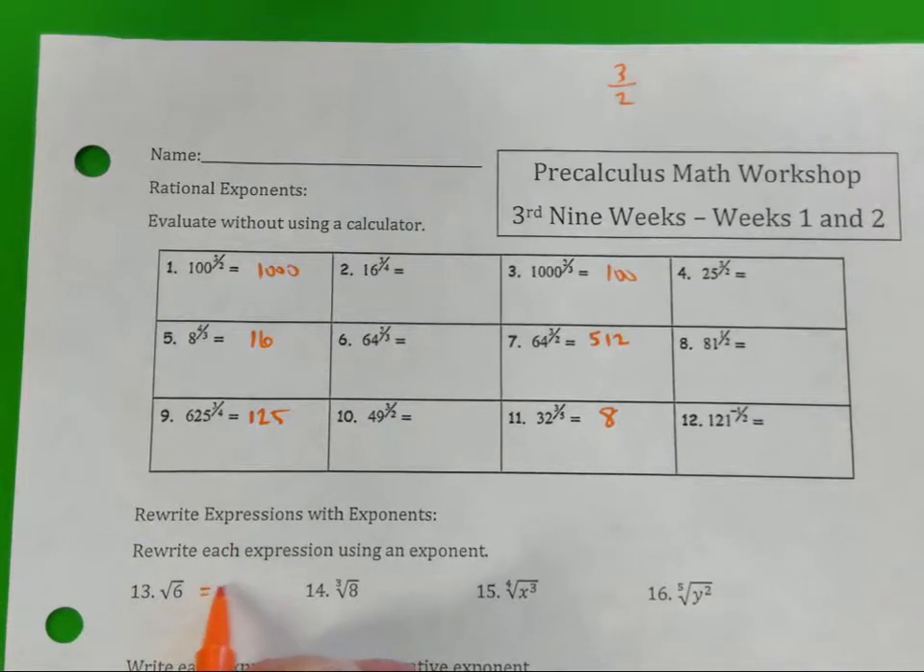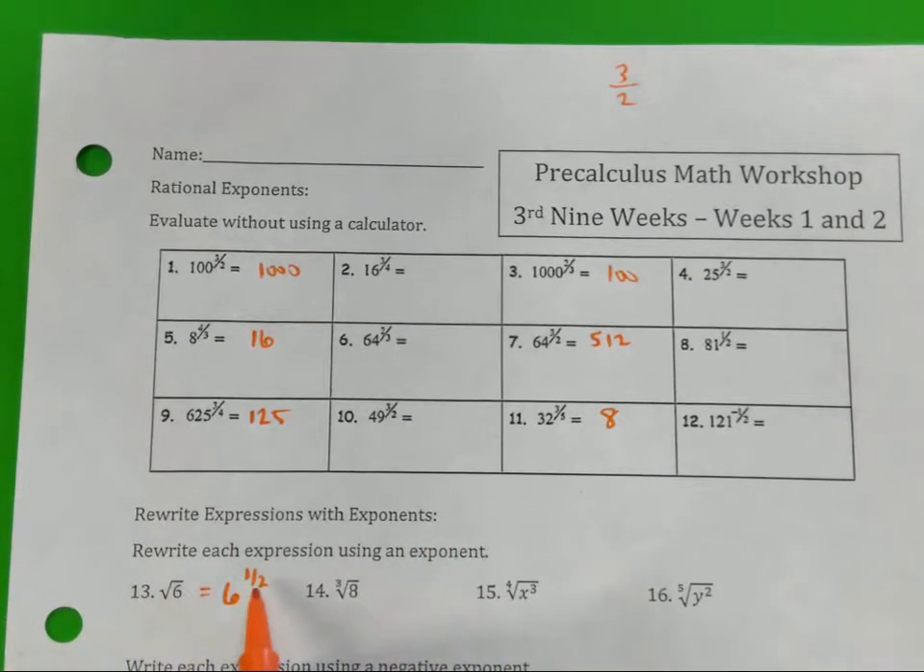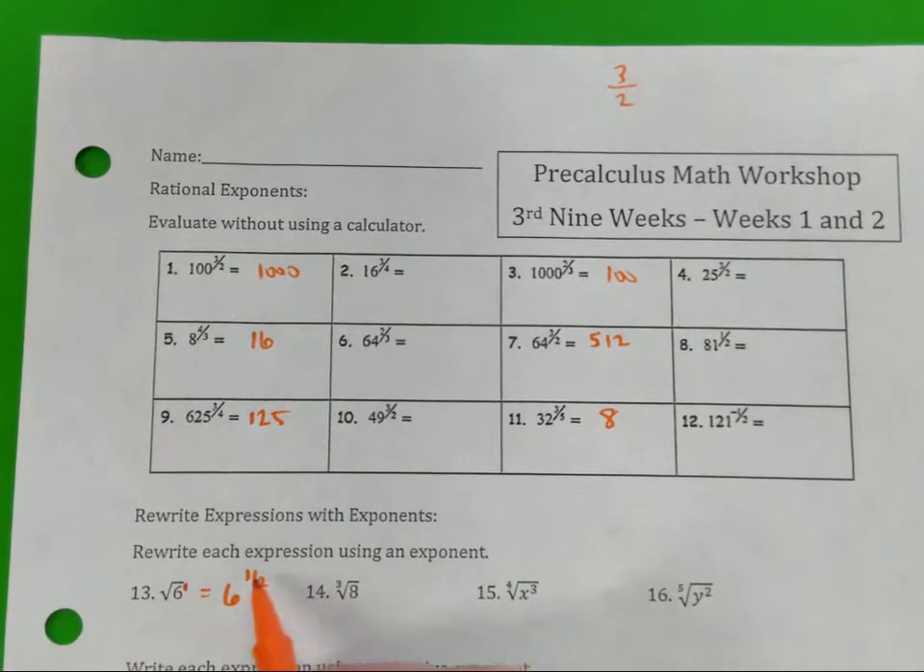That would be what? 6 to the 1/2, because that is a square root, so that goes on bottom. What's the understood exponent with that 6 under it? A 1. So that's why it's 6 to the 1/2. Does that make sense?